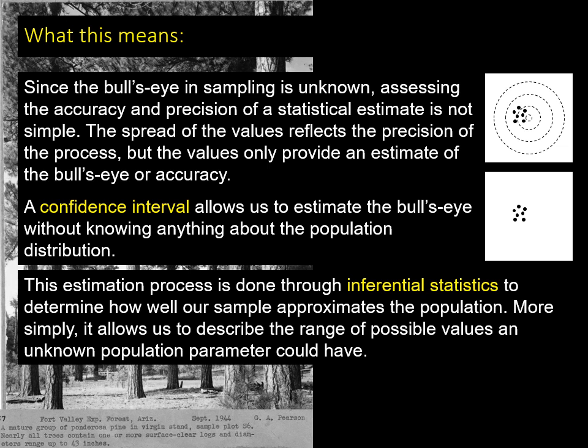A confidence interval allows us to estimate the true value, or the bullseye, without knowing anything about the population distribution. This estimation process belongs to the techniques of inferential statistics, which help us determine how well our sample approximates the population. More simply, it allows us to describe the range of possible values an unknown population parameter could have.